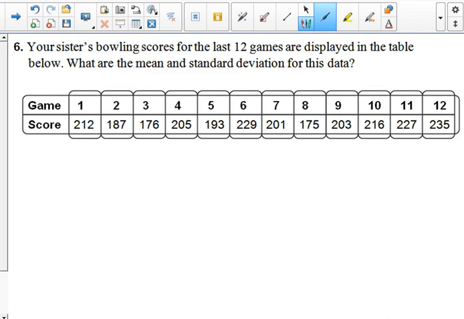I'll give you about 2 minutes to do these. What's the mean and standard deviation? So again, you're just going to enter those in, and enter your answers.